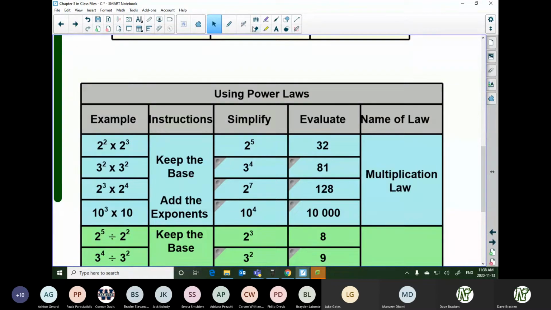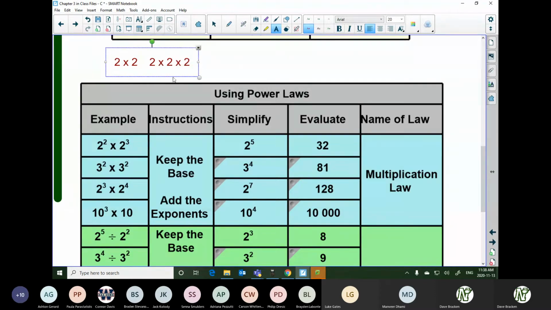If you think about this, just watch this for a second. 2 to the power of 2 times 2 to the power of 3. 2 to the power of 2 is 2 times 2. And 2 to the power of 3 is 2 times 2 times 2. But do you see what we're doing in between 2 to the power of 3 and 2 to the power of 2? Do you see how we're multiplying? Well, then in between here, I've got to multiply the 2, and I get this.